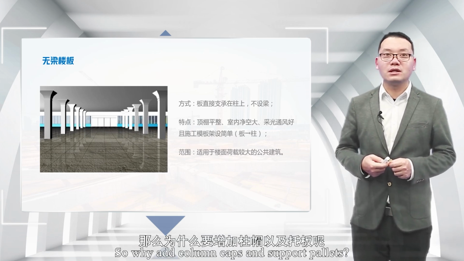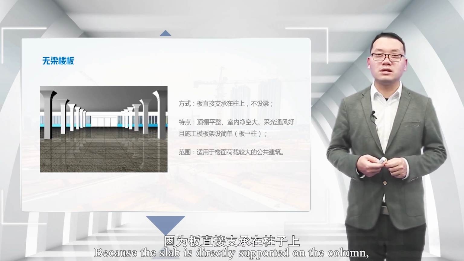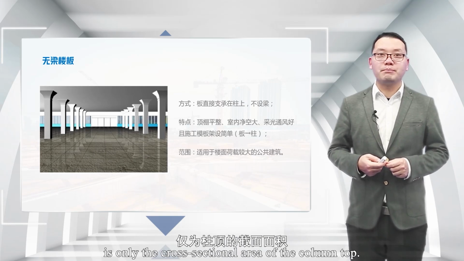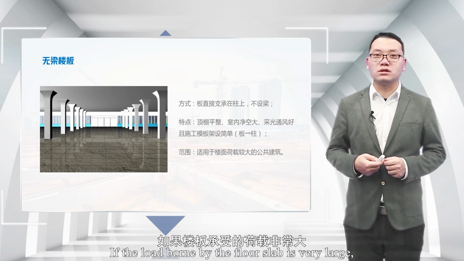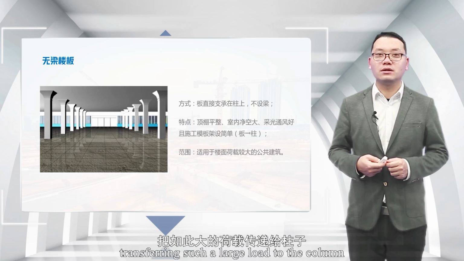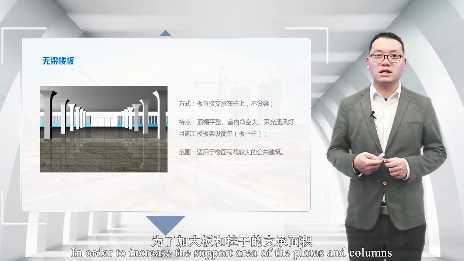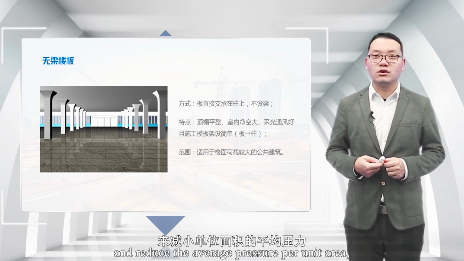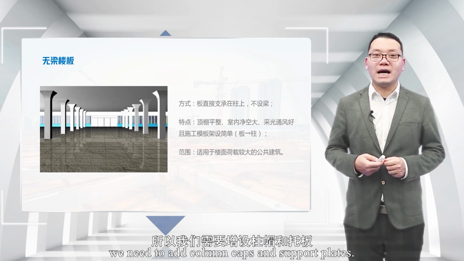So why add column caps and support pallets? Because the slab is directly supported on the column, the support area between the slab and the column is only the cross-sectional area of the column top. If the load borne by the floor slab is very large, transferring such a large load to the column can easily compress the column top. In order to increase the support area of the plates and columns, and reduce the average pressure per unit area, we need to add column caps and support plates.